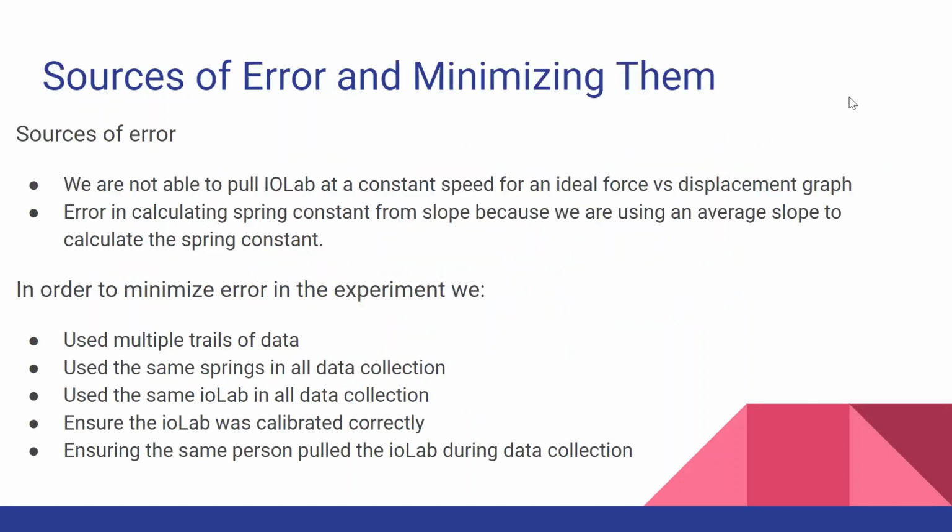Some sources of error that might have been possible during this experiment were not being able to pull the IOLab at a constant speed, along with the possibility of error in calculating the spring constants because we used average slope to calculate this. To minimize the error, we used multiple trials of data, used the same springs in all the data collection, along with the same IOLab, and made sure that each IOLab was calibrated correctly and that the same person was used during all of the data collection.